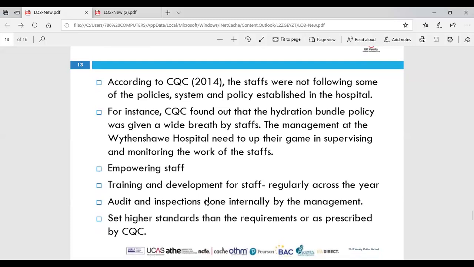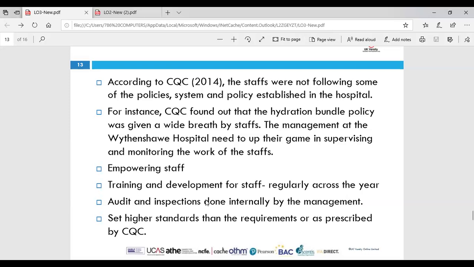According to CQC, staff were not following some of the policy systems and procedures that were established in the hospital. CQC found that the hydration bundle policy was there, but the management was not supervising and monitoring the work of the staff. So the staff did not adhere to the procedures. There was an important point on empowering staff. Through several indicators, they found that the staff was not empowered enough to work as they should be working.